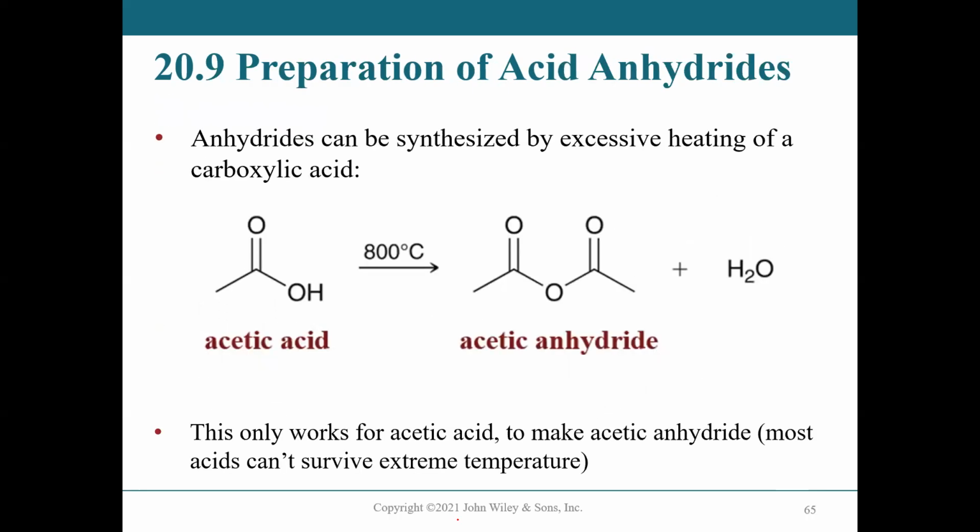So anhydrides can be synthesized by excessive heating of a carboxylic acid. This method is only practical for acetic acid, which you see right here, as most other acids cannot survive the excessive heat.